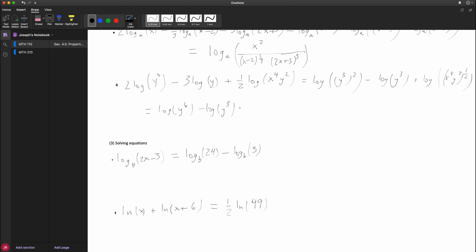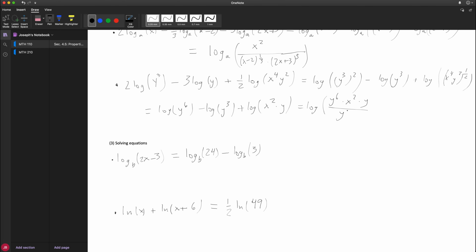And here, because I have multiplication, I just give the power to each of them. So that's x to the 4th to the 1/2, which is x squared, and y squared to the 1/2 is just y. Okay, and now let's simplify. So this log has a minus, so the y cubed will be in the denominator of the new single logarithm, whereas this and this will be in the numerator. So this is log of y to the 6 times x squared times y, all over y cubed.